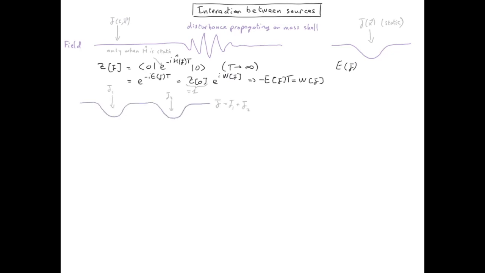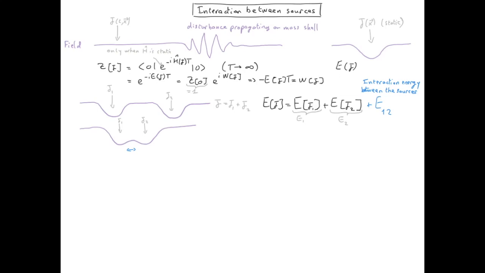When the two sources are far apart, the total energy is just the independent sum of E of j1 and E of j2. But when the two sources get closer to each other, the disturbance induced by one of the sources will be felt by the other source. There is clearly a region where both sources act together to push on the field. As a result, there is an additional interaction energy between the two sources, and that's this energy I'm interested to calculate.